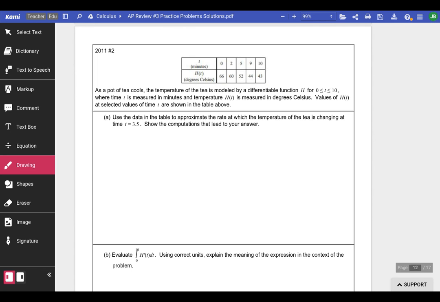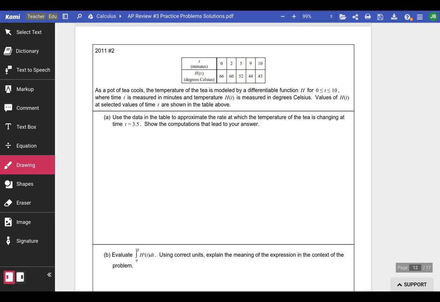And in this video, I'm going to go through question number 2 from the 2011 AP exam. So here we have a table of values again, and this time we have a pot of tea that's cooling, and the temperature is modeled by our differentiable function h. Okay, so they're giving us values of h of t, so temperature at selected values of time t.